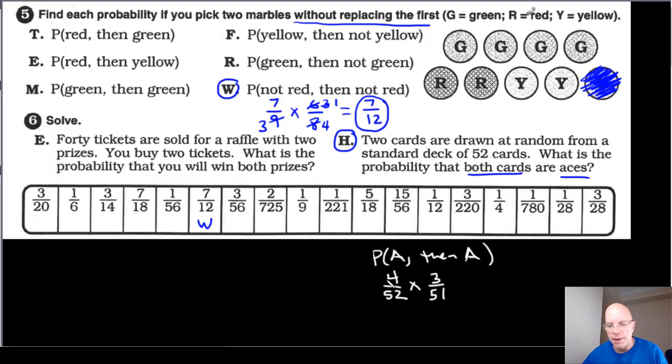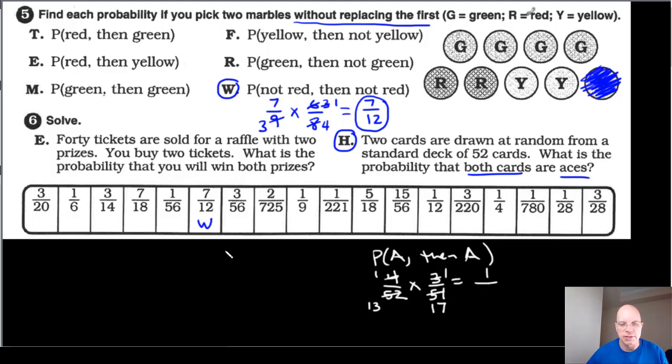4 and 52 both have a common factor of 4. 4 divided by 4 is 1. 52 divided by 4 is 13. 3 and 51 have a common factor of 3. I know that 51 is divisible by 3 because 5 plus 1 is 6. Remember our divisibility rules. So 3 divided by 3 is 1. 51 divided by 3 is actually 17. And so when we multiply, 1 multiplied by 1 is 1.